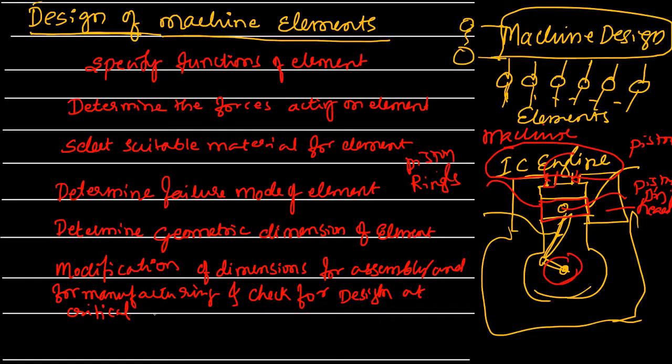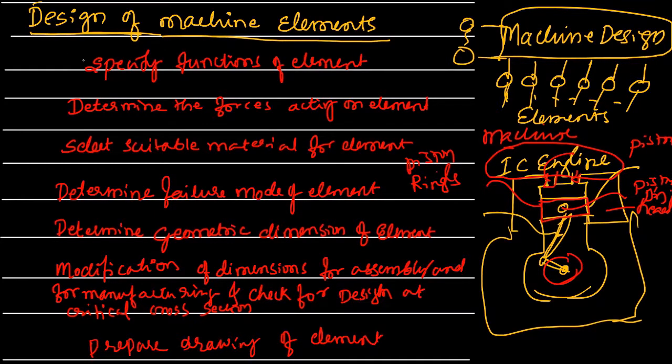Because what happens, as you modify the dimensions for ease of assembly, the cross section may reduce, and sometimes the cross section may increase. Again you need to recheck whether it is going to satisfy or not. Once it satisfies all the functionalities and all the failure criteria, then you go for preparation of drawing. Prepare the drawing of the element.